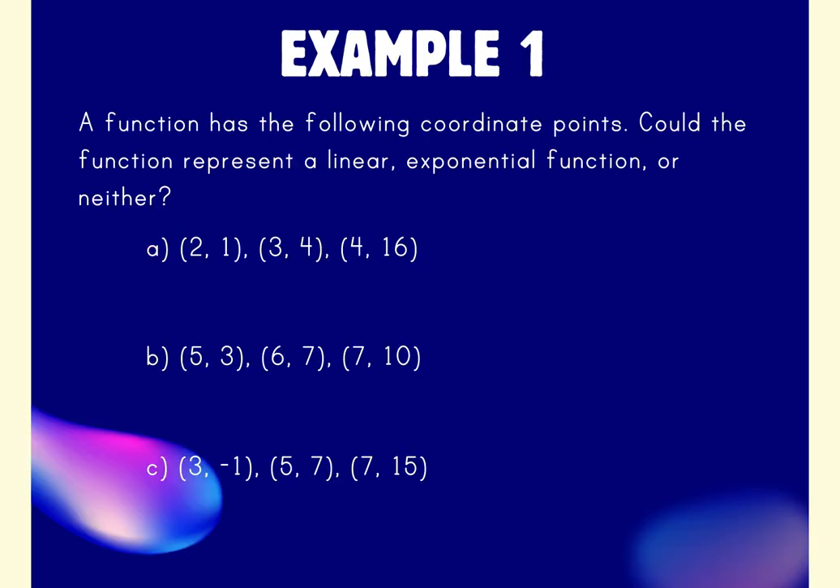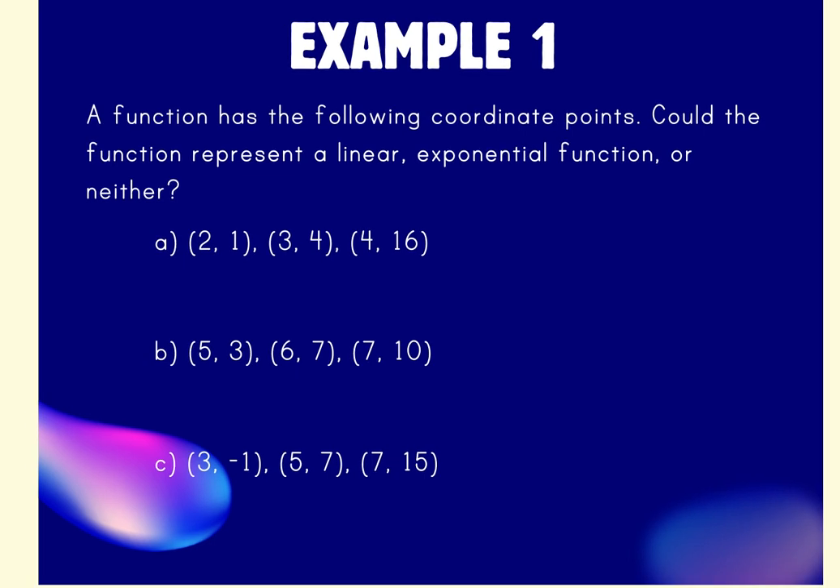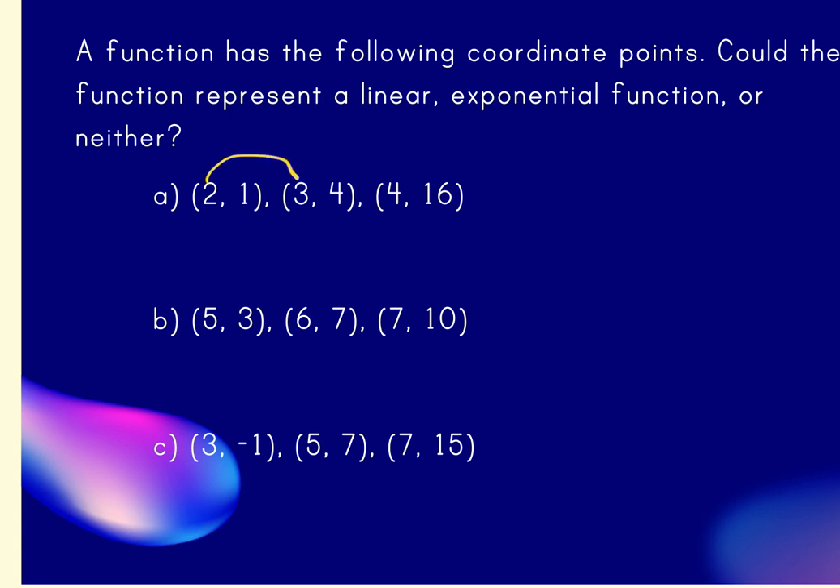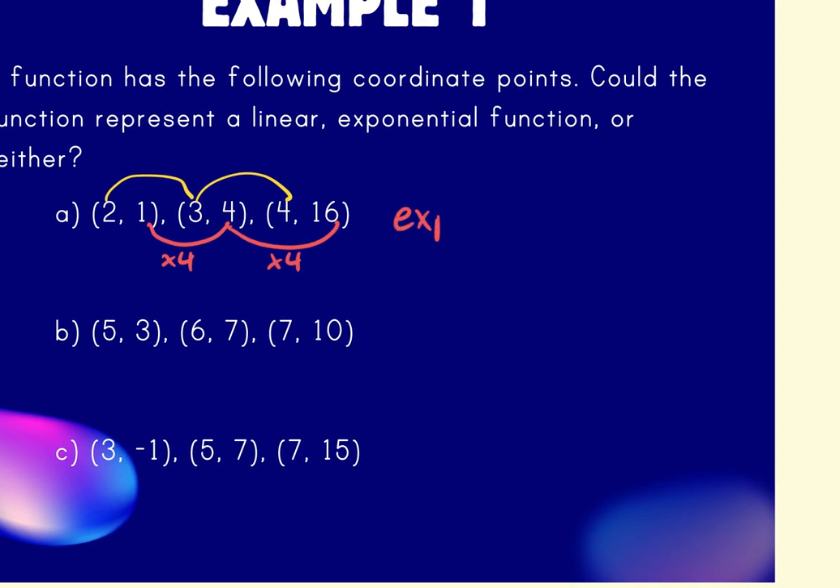All right, example 1 says a function has the following coordinates. Could the function represent a linear function, an exponential function, or neither? The first thing we're looking for is our change in x. It has to be constant. I go from 2 to 3 and 3 to 4. They have to be over equal intervals, are they? Yes, they're all going up by 1. Then I compare my y values. Are they increasing by the same amount, being multiplied by the same amount, or neither? You're multiplying by 4, which would make this exponential. Good.